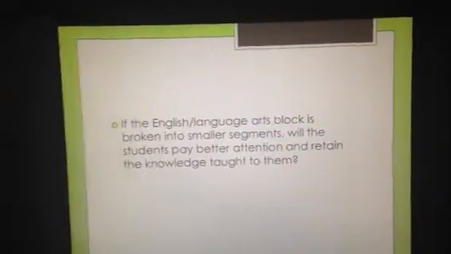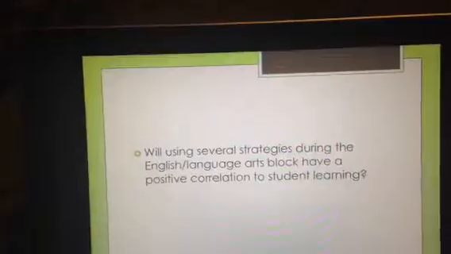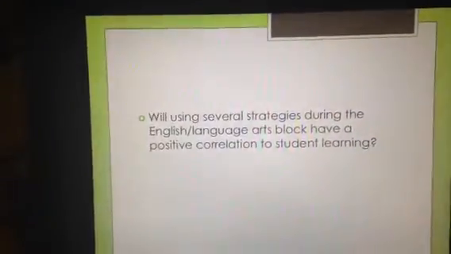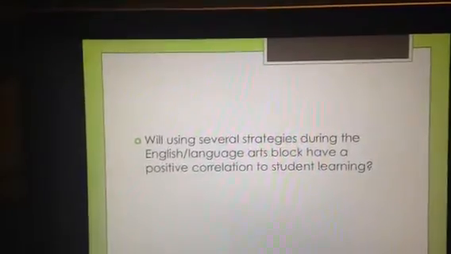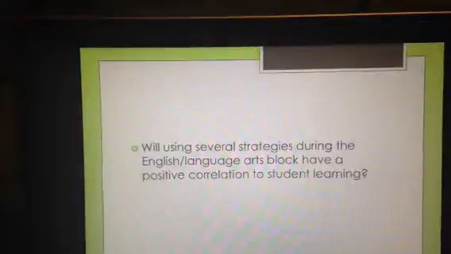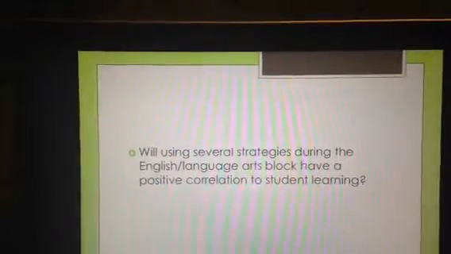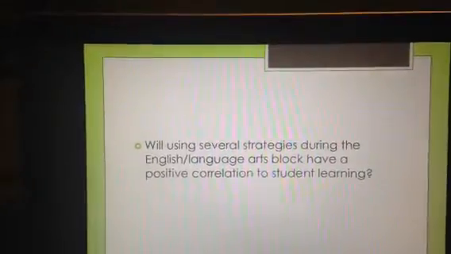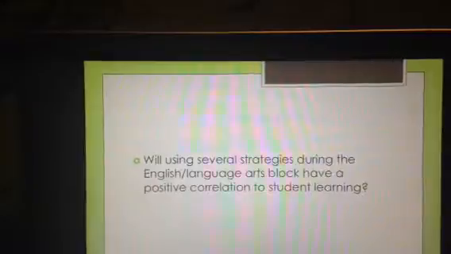Methods for question number 3. The researcher will be using data to determine the following question. Will using several strategies during the English Language Arts block have a positive correlation to student learning? The researcher will be using pre- and post-test and direct observation. The researcher will begin research by collecting pre- and post-test data from the students in a class. This type of research is considered quantitative.